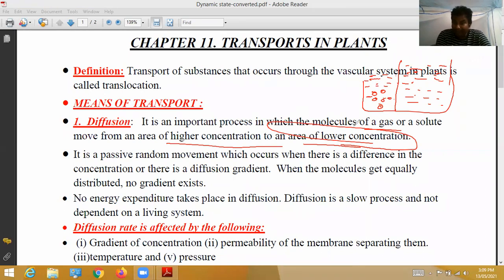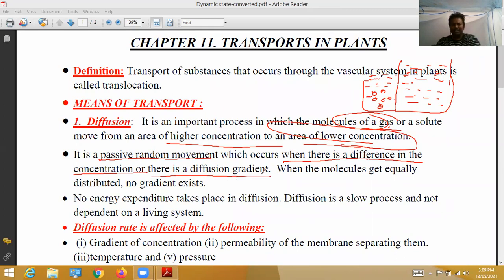Like that, in plants, gas is not transported; gas exchange takes place. In plants, solutes, minerals, salts and ions are transported. Actually it is a passive, random, slow movement, which occurs when there is a difference in the concentration, or there is a diffusion gradient.